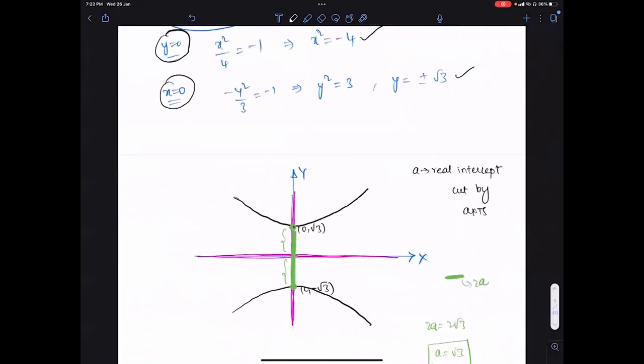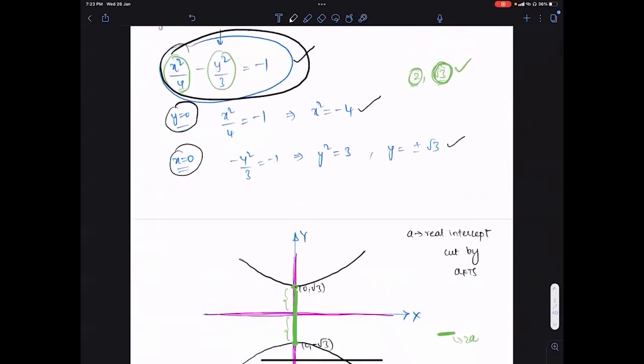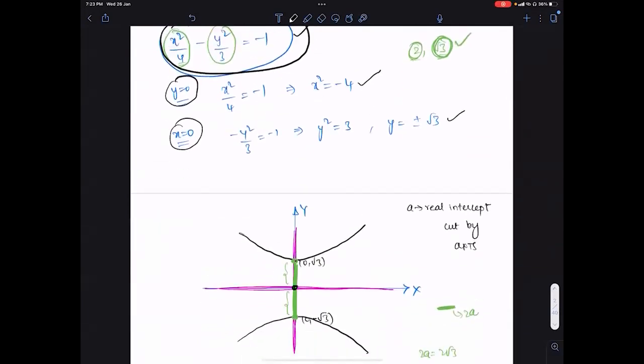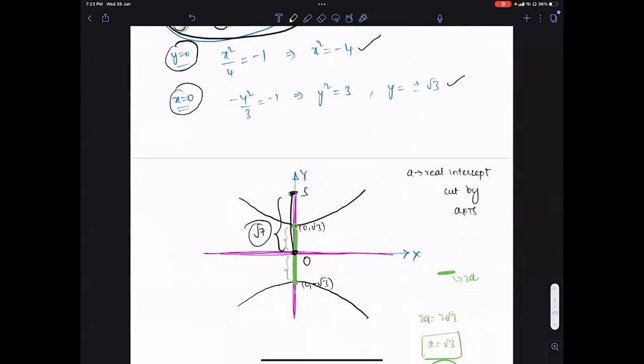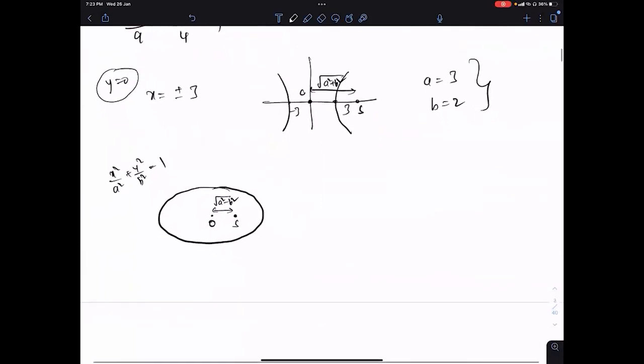So, let's say for this hyperbola, x square by 4, y square by 3. How far is the focus from the center? Root over a square plus b square. That means just add these two, 4 and 3, root 7. How far are the foci from the center? Root 7, and the other focus will be root 7 down, that is 0 comma minus root 7. In ellipse, it is root over a square minus b square. In hyperbola, it is root over a square plus b square. Keep that in mind.